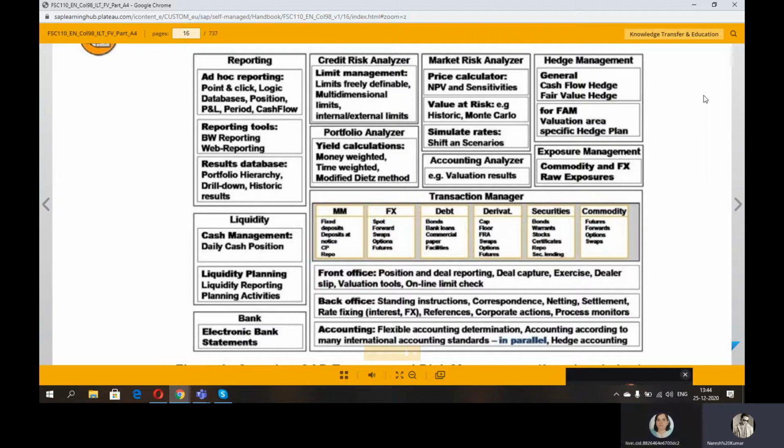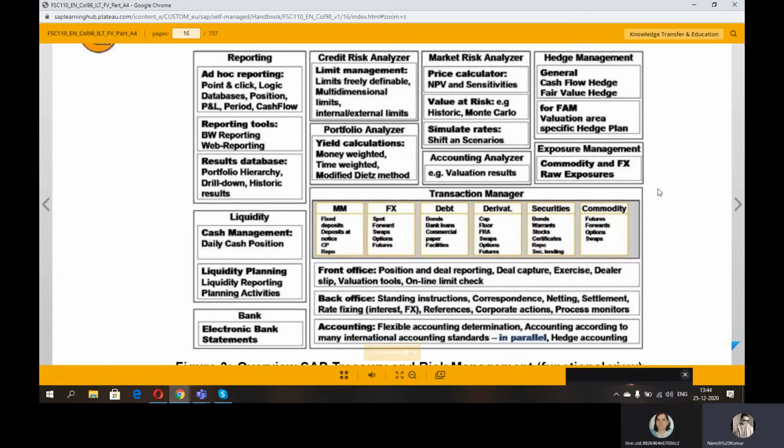So when it comes to bank, we will be having electronic bank statements. Okay. This is the overview.